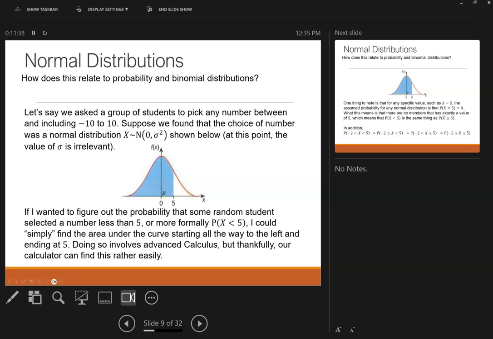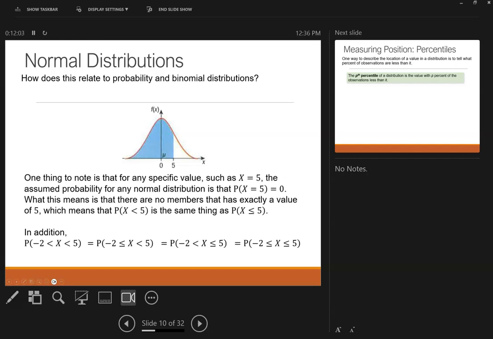Now, to actually calculate that area is not trivial. We would need to use calculus to do it. In fact, calculus that's well beyond the scope of this class. What are we going to do instead? Use the calculator. The calculator will do this for us. Okay.